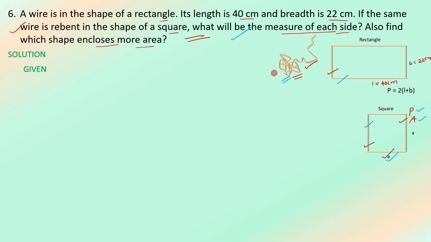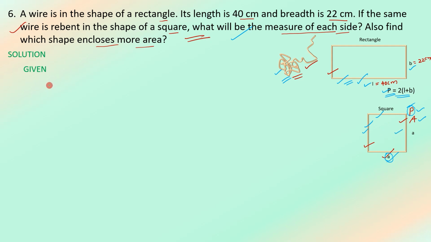And from the question, it is clear that the same wire is bent to get both the shapes. That is, length of the wire used to get both the shapes is the same. That means both shapes are having same perimeter. So here we are going to find the measure of this side from the perimeter. Now how to get the perimeter of this square? Since length and breadth of this rectangle are given here, we can find its perimeter using this formula. And according to the question, perimeter of this rectangle is the same as that of this square.